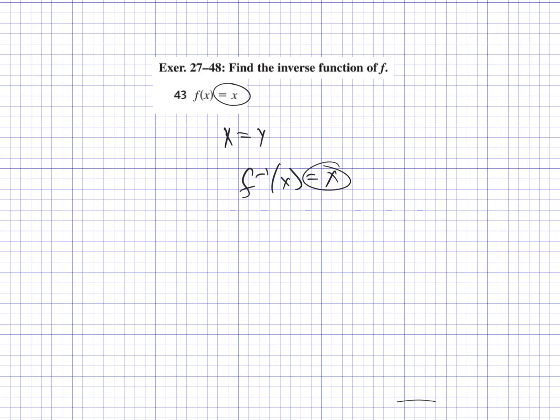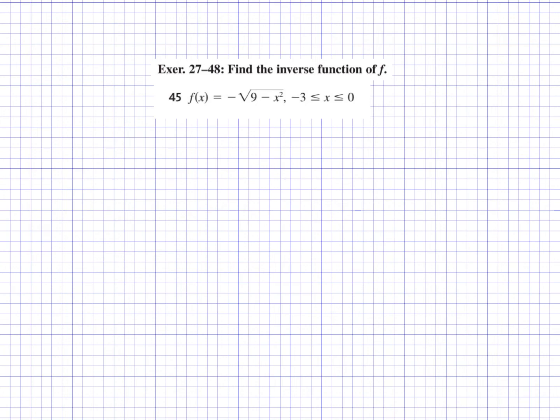We'll go from there. 45. Do the same thing. Pause this. It's important to understand what that is, but again, I just want you to find the inverse. So let's just find the inverse, and we'll take a look at what the book says and go from there. So pause it and come back.